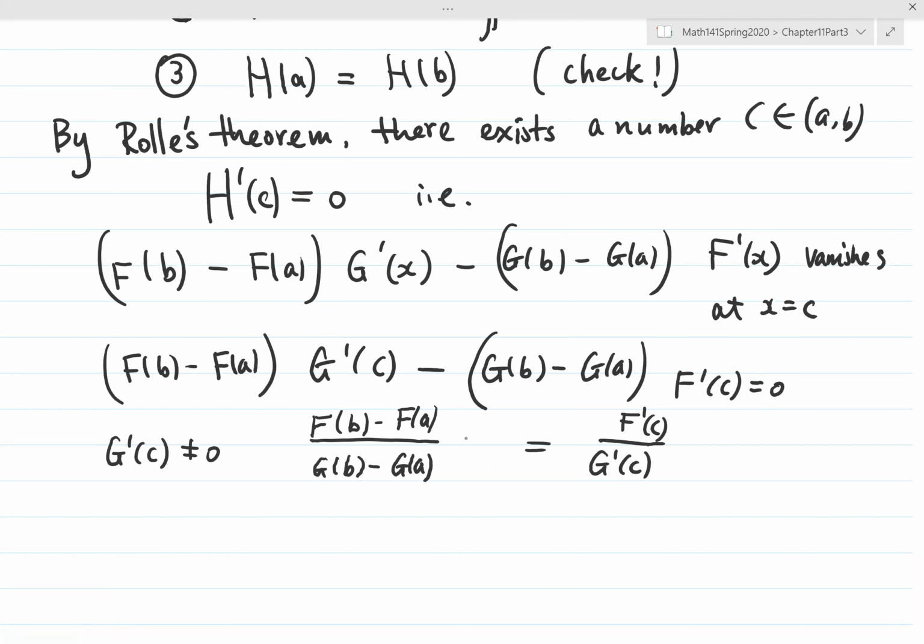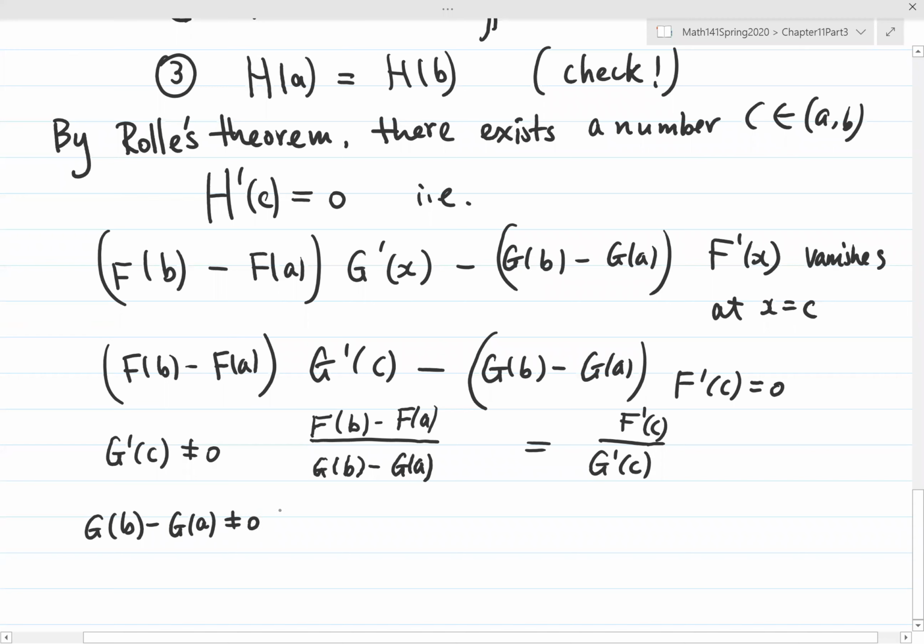The reason is, if g(b) minus g(a) were zero, then by Rolle's theorem you can get g derivative vanishes at some number c in (a, b). And then this is a contradiction. We assume g derivative never vanishes, okay? So g(b) is not equal to g(a). So actually we don't have a zero denominator problem, so we can divide. So this is done. This proves the Cauchy mean value theorem.